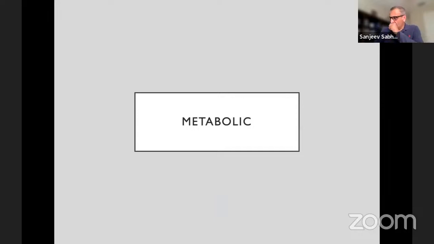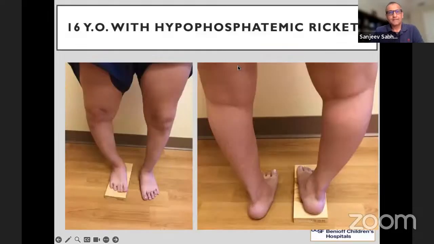So let's jump to metabolic causes. And I know you guys probably see a lot of rickets of all etiologies. So here is a patient who's 16 years old, essentially skeletally mature, with a diagnosis of hypophosphatemic rickets, with varus on both legs, right worse than left, and the right leg shorter than left.